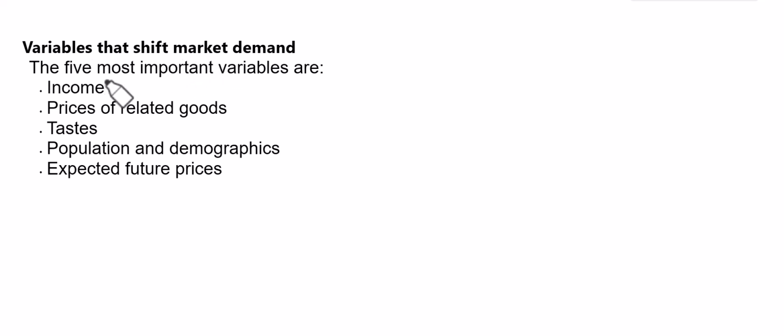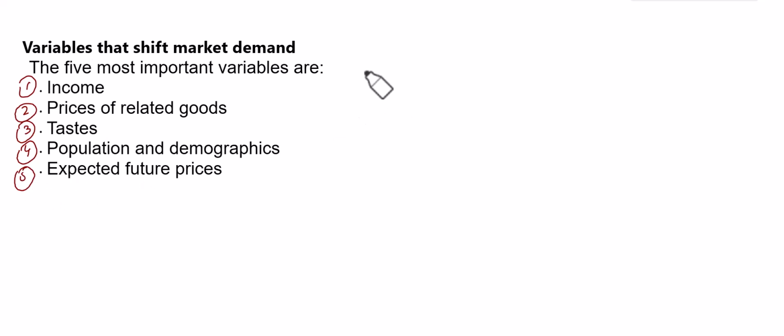So basically, there are many factors which are going to affect our demand, but the five most important factors or variables which shift the demand curve are, first of all, income. The second one is price of related goods. Third one is taste. Fourth one is population, and the fifth one is expected future prices. Any change in these variables will shift our demand curve.